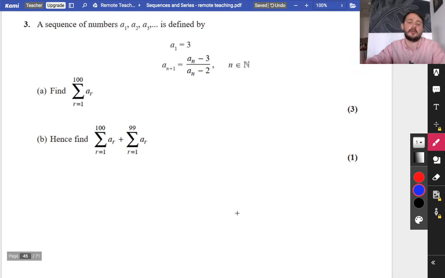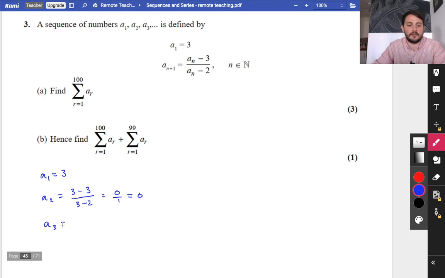Okay, we're just going to keep going. We're going to keep doing more examples on this one. So for 3a, it says a sequence of numbers a1, a2, a3, where a1 is equal to 3. And to find the next one, you do the previous one take away 3, divided by the previous one take away 2. So let's just try and find out what this looks like. For the first one, a1 is equal to 3. Now a2 is going to be equal to 3 minus 3 over 3 minus 2. So that's 0 over 1, which is just 0.